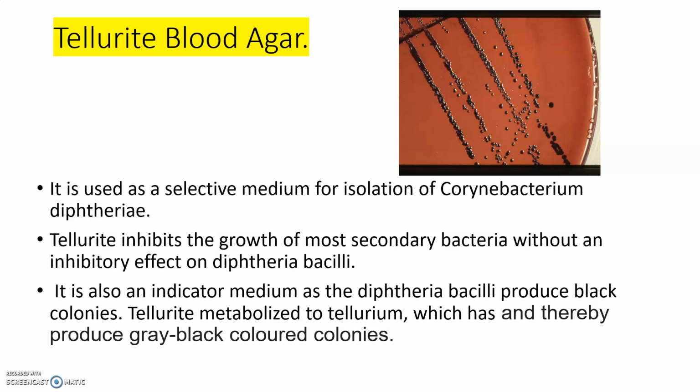Next is about tellurite blood agar. It is a selective medium for the isolation of Corynebacterium diphtheriae. Tellurite inhibits the growth of most secondary bacteria without an inhibitory effect on diphtheria bacilli. It is also an indicator medium as the diphtheria bacilli produce black colonies. The tellurite in the medium gets metabolized to tellurium, and therefore produces grey to black colored colonies.